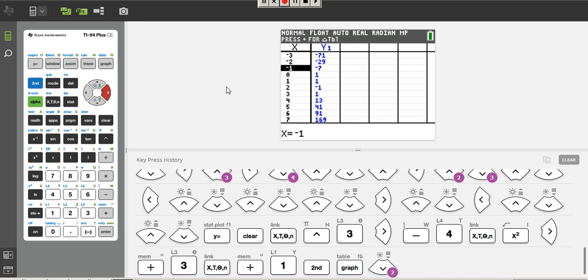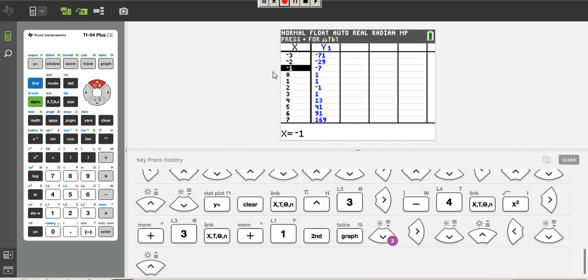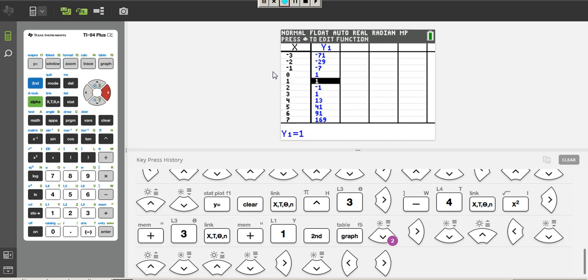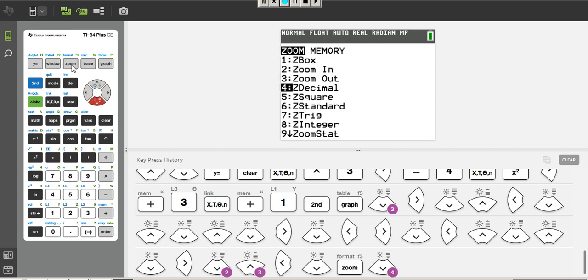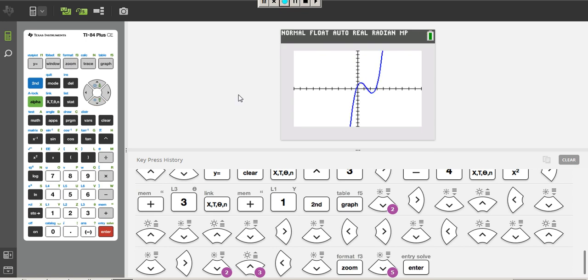and you can see this crosses from negative numbers to positive numbers between -1 and 0. So I know there's a 0 somewhere between -1 and 0. And then it crosses again, right here from 1 to -1 it crosses, so I know there's another 0 between 1 and 2. So let's test that theory. I know there's a 0 between 1 and 2, so let's go to zoom standard.